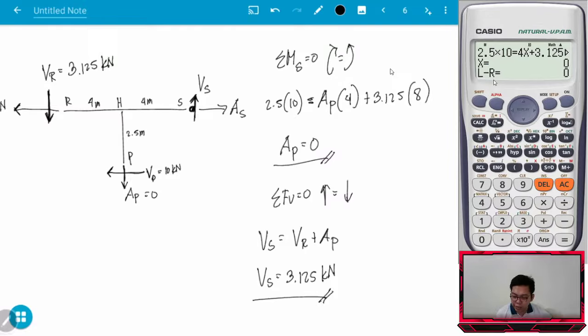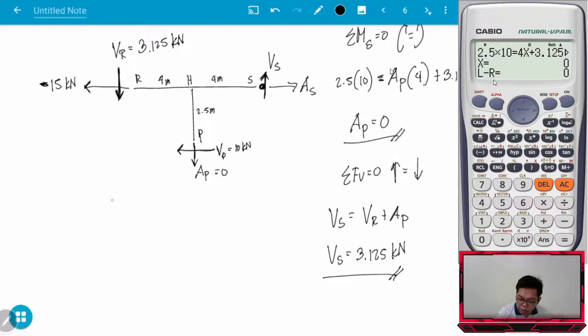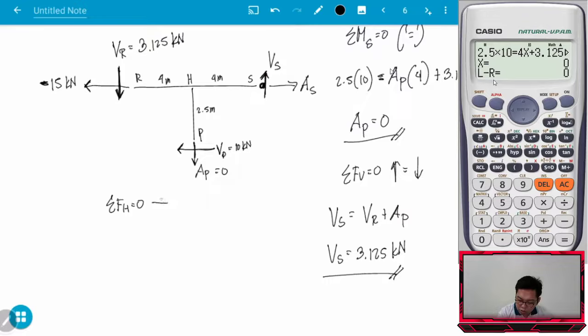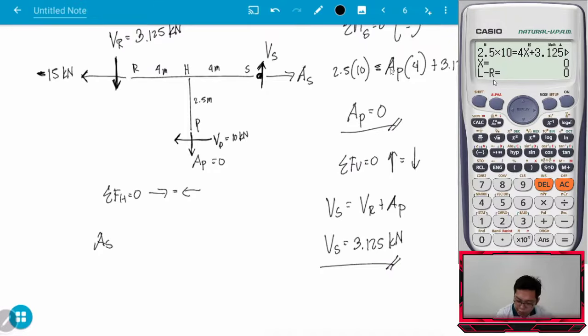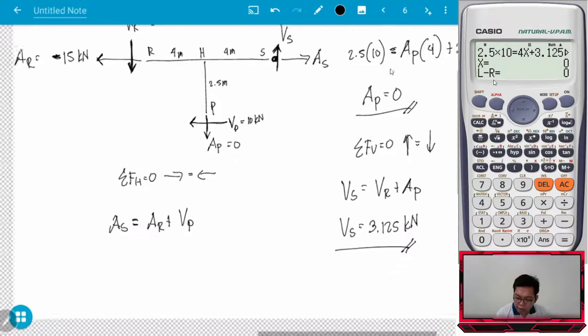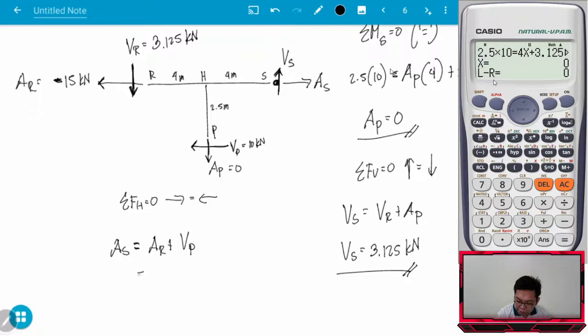So, I think okay tayo dyan, no? And then, ano pa ba? Yung AS muna. How to solve for AS? So, AS, sum up ako ng forces horizontal. So, summation of forces horizontal is equal to 0. To the right equals to the left. Ano yung forces to the right? From my figure, the forces to the right are AS. Diba? AS lang. So, this must be equal to the forces to the left, which is, I have yung AR ko, and then plus VP. So yung AS ko, guys, is simply equal to, ano yung AR ko?